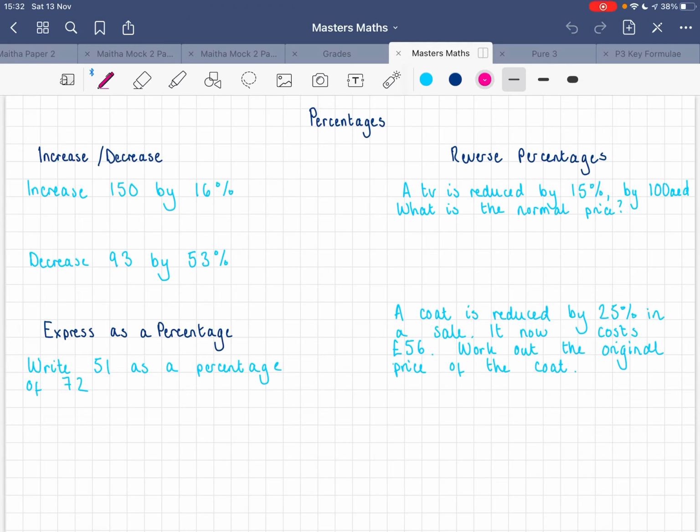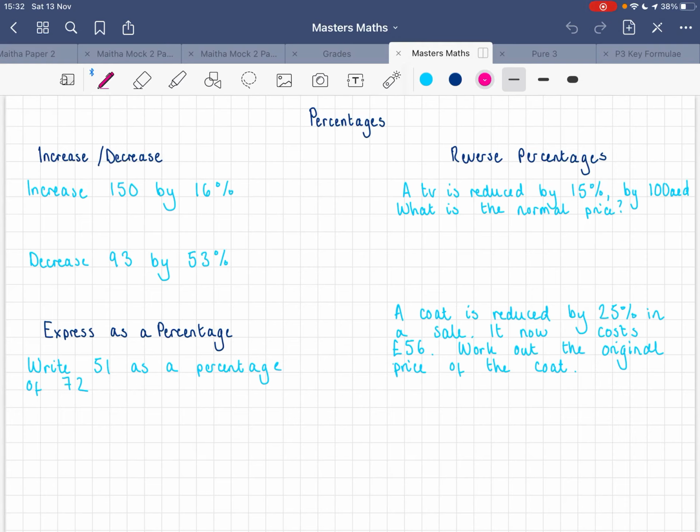I'm going to give you a real whistle-stop tour of the main things you need to know about percentages for an iGCSE exam. There's four main sections. The next one's on the next slide. So we've got increase and decrease by a percentage, express one number as a percentage of the other, reverse percentages, and compound interest, which is on the next slide.